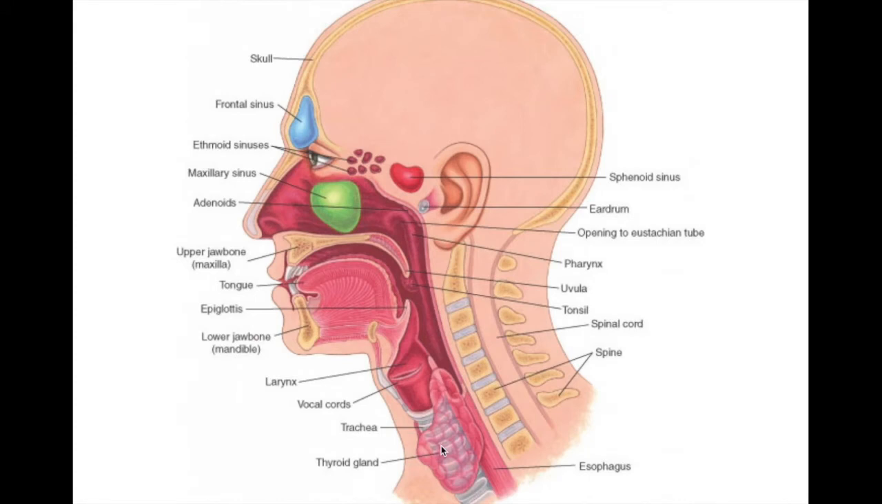So it bounces off the epiglottis, okay, here, and it is diverted from the trachea. That means it cannot go here because we don't want food ending up on our lungs. So it goes here into the esophagus and then to the stomach.